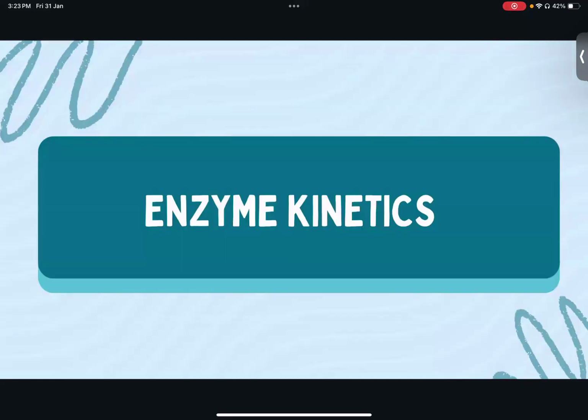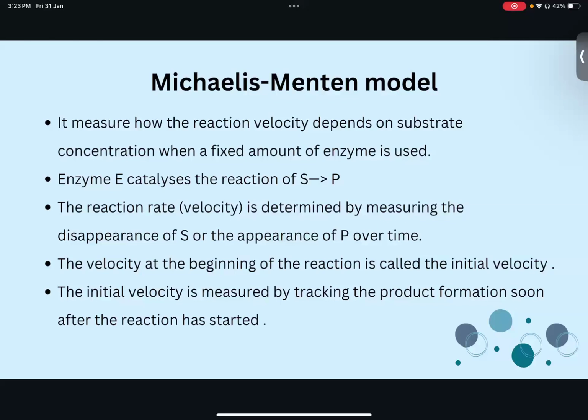Now we're going to go into the second part of the lecture, which is enzyme kinetics. In enzyme kinetics, we have something called the Michaelis-Menten model. It measures how the reaction velocity depends on the substrate concentration when a fixed amount of enzyme is used. Let's say, for example, we have a reaction of S, substrate, converted into product, and the enzyme that catalyzes this reaction is an enzyme E. So Michaelis-Menten measures the amount of enzyme needed to convert this amount of substrate into this amount of product over a period of time.